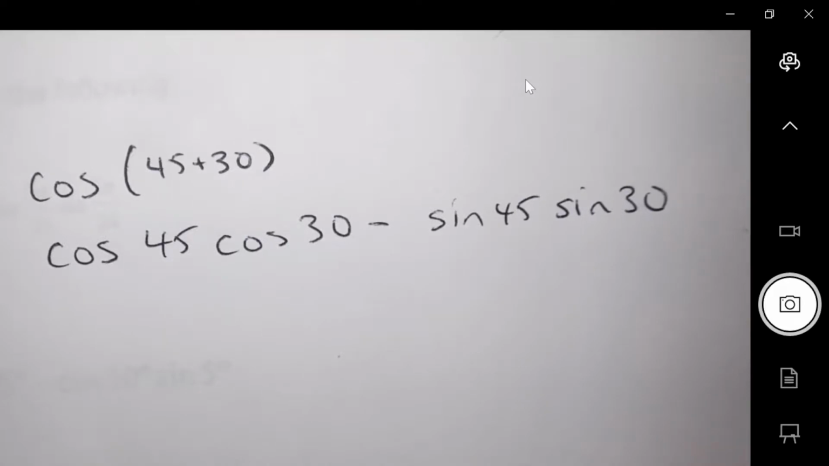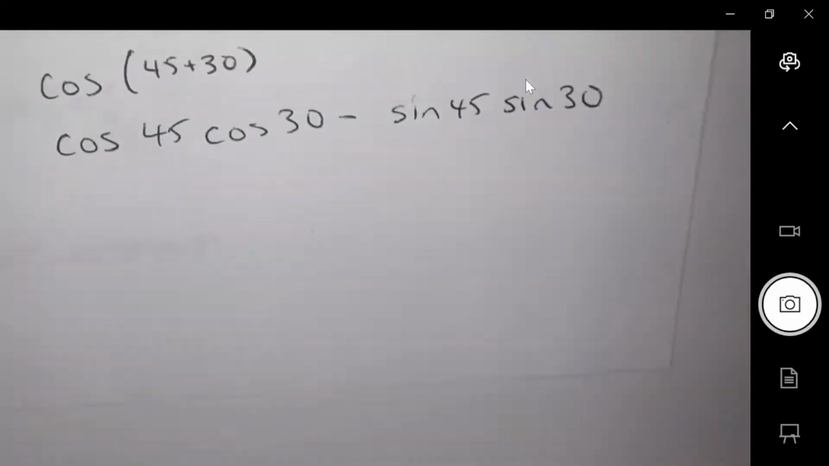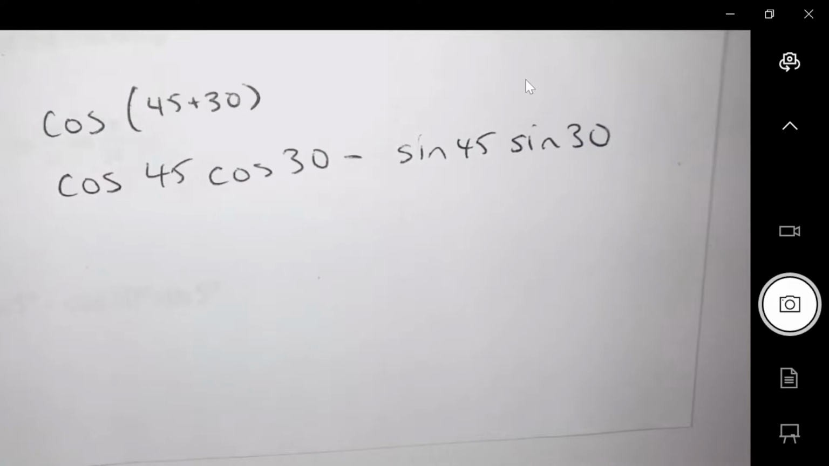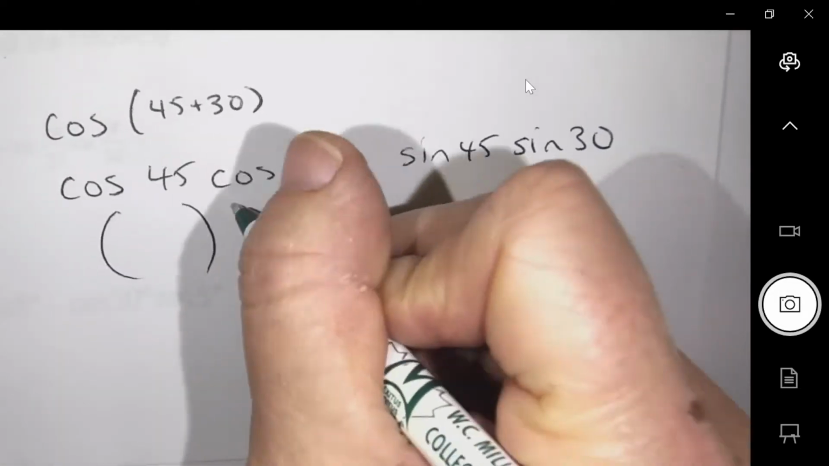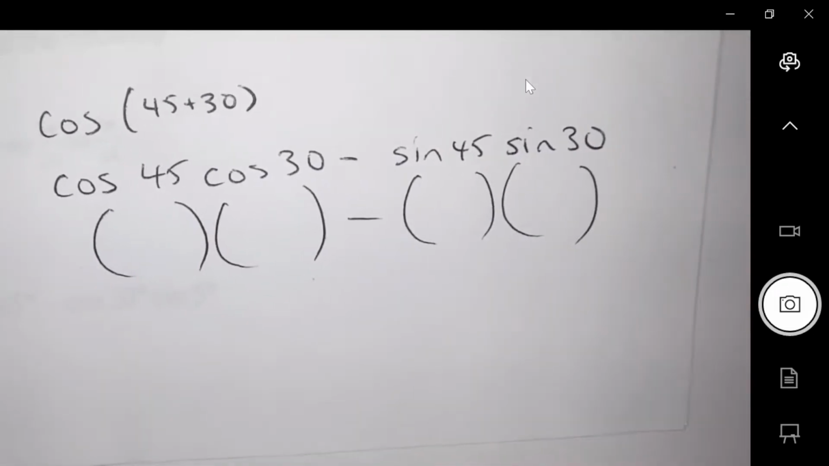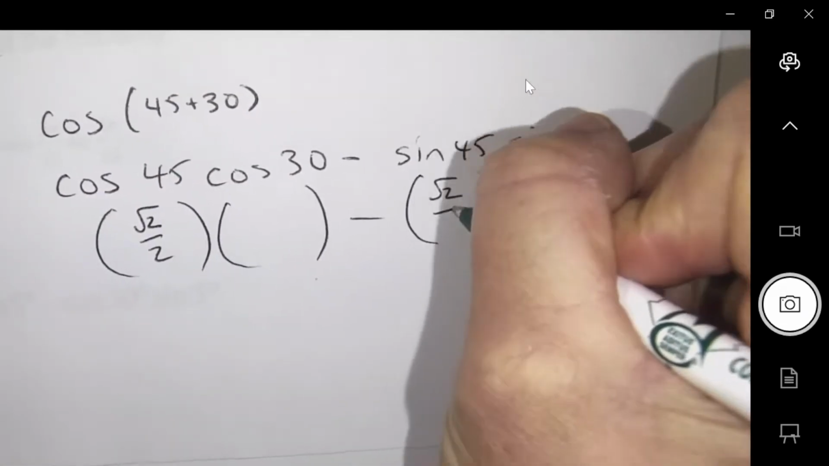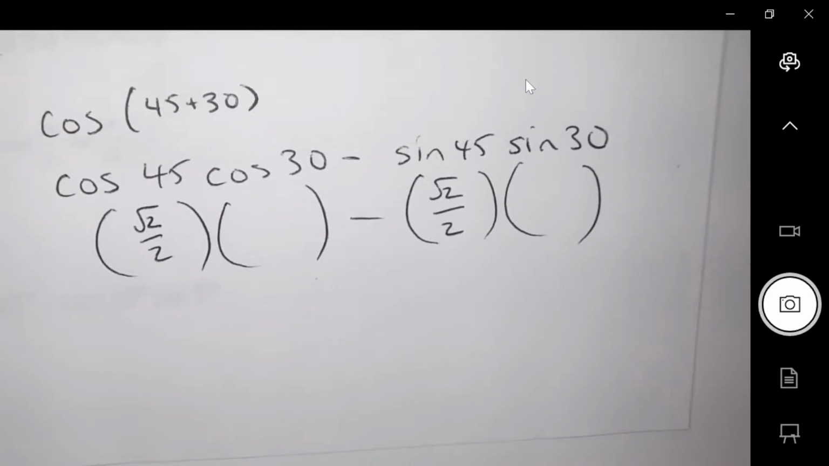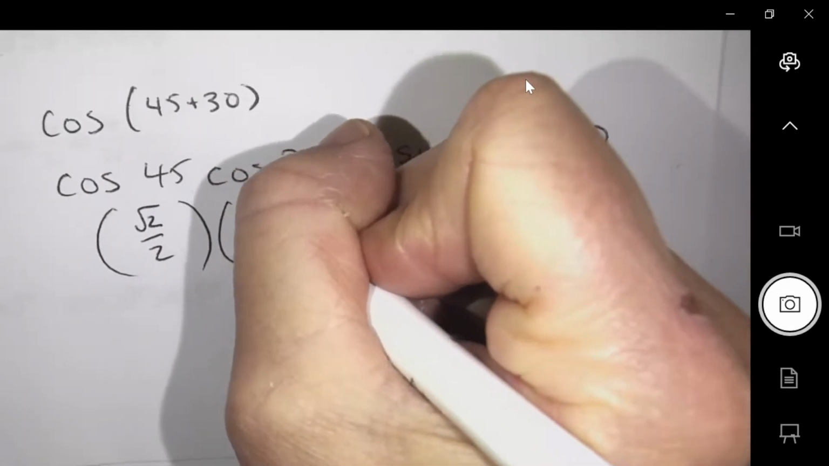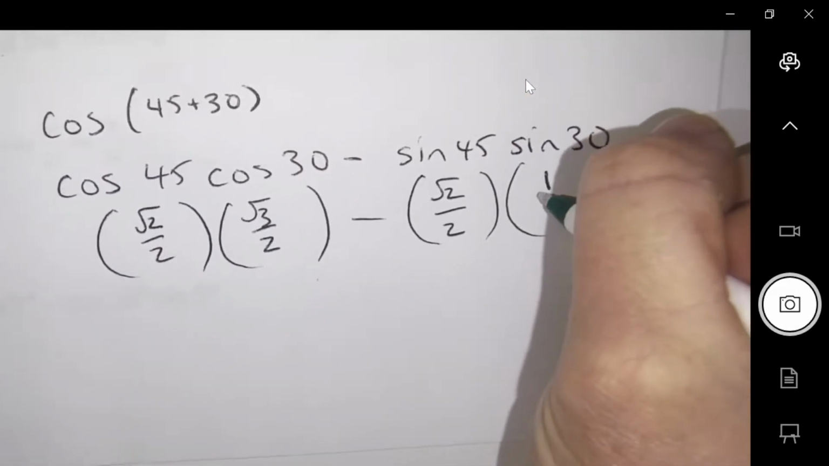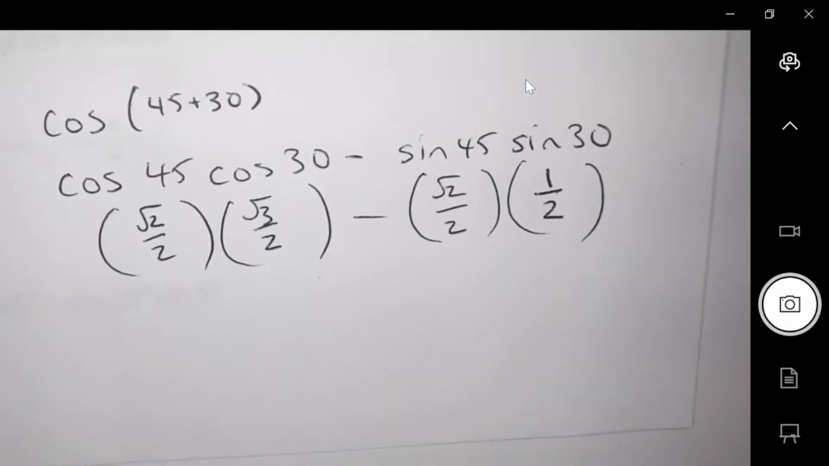Find the formula on your formula sheet. Give yourself 4 brackets to fill in numbers. And why don't you just do the 45s first so you don't have to think? Root 2 over 2. Cos is the x value, y for the sine value.